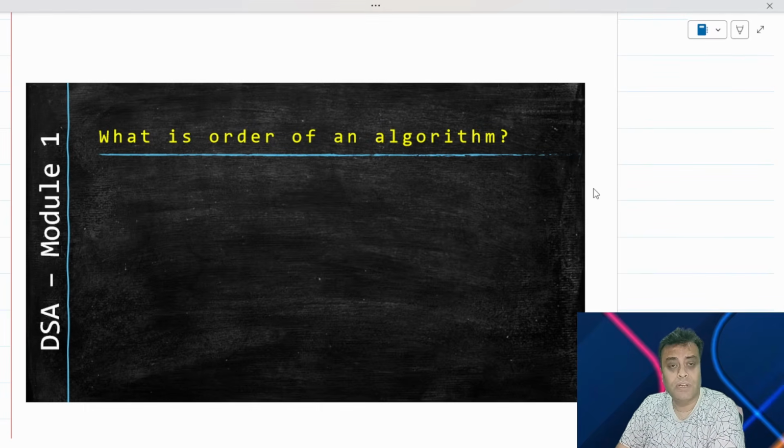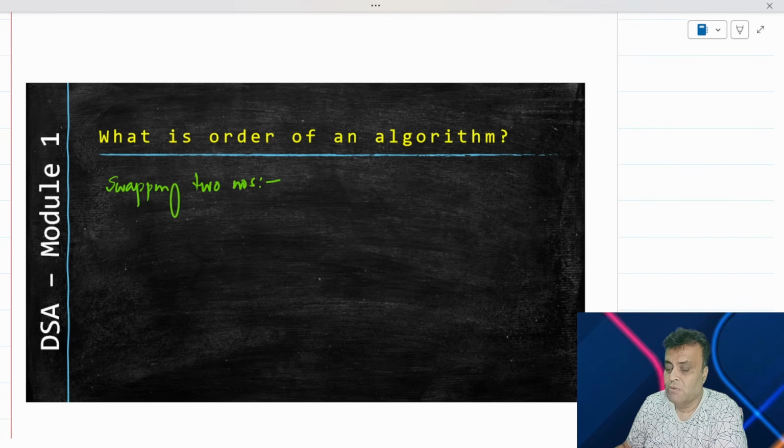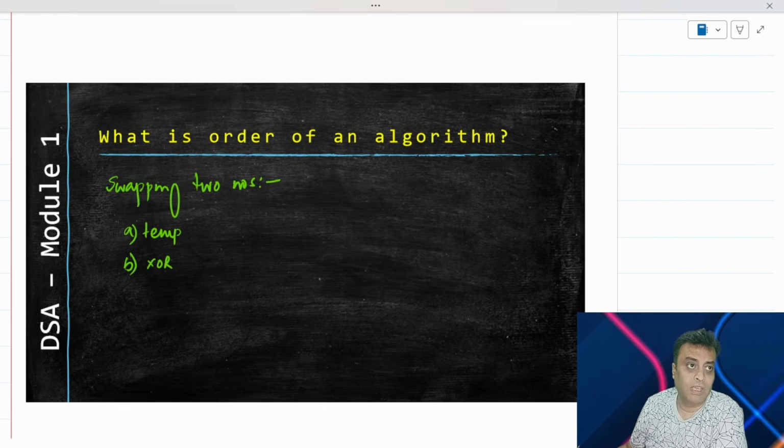First, we have to understand why we need to understand the order of an algorithm. Let's say I write an algorithm for swapping two numbers. That swapping algorithm can be written in various ways. We can use a third variable, which is typically called temp. We can also use an XOR model, where we can avoid using the third variable and still swap the two numbers. Now, if we have to judge, the keyword is judge.